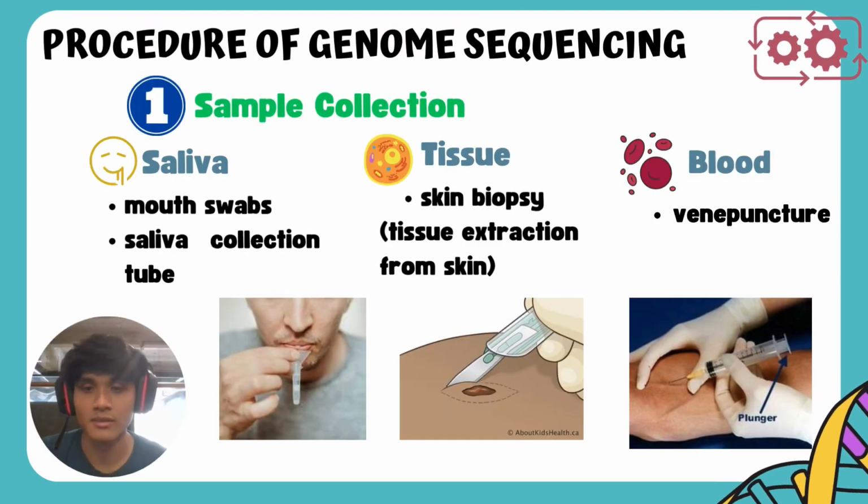Now I will explain about the procedure of genome sequencing. So the first step is to obtain a sample collection. There are three ways to obtain a sample: through saliva, tissue, and even blood. For saliva, there are two ways, a swab and a saliva collection tube. Tissue is obtained through skin biopsy, which is the extraction of tissue from the skin, and blood is through venipuncture, which is the normal way to obtain a blood sample.